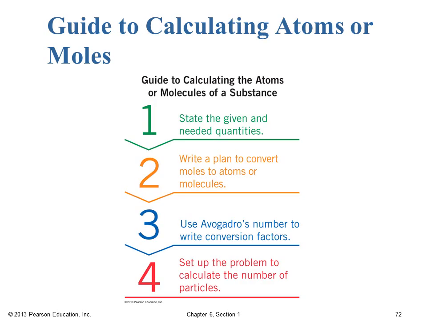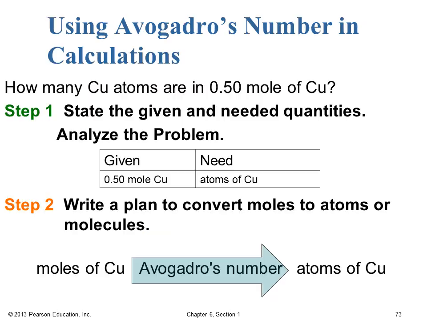So when you're trying to figure out how much material you have, you first want to figure out, like we've done, what you have and what you need to get. So, just write out where you're starting and where you're going to end up. Then you can write out a plan. Is there going to be an intermediate step, a middle step to get to where you're going, or is it going to be just a direct conversion? And then once you figure out what you need to do, you can use Avogadro's number, write out all those conversion factors, and then set up the problem to calculate it.